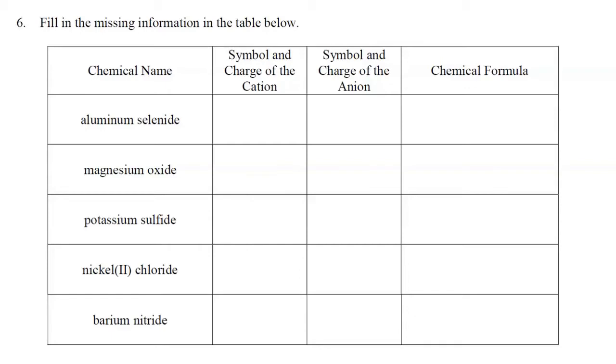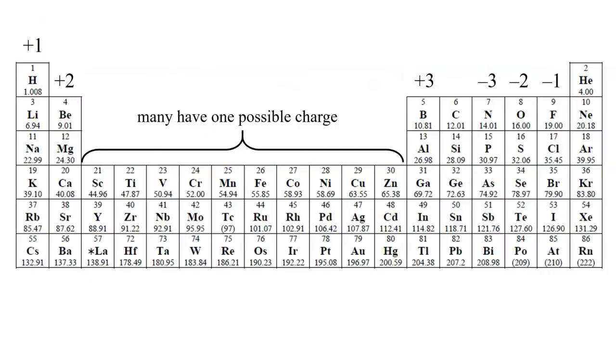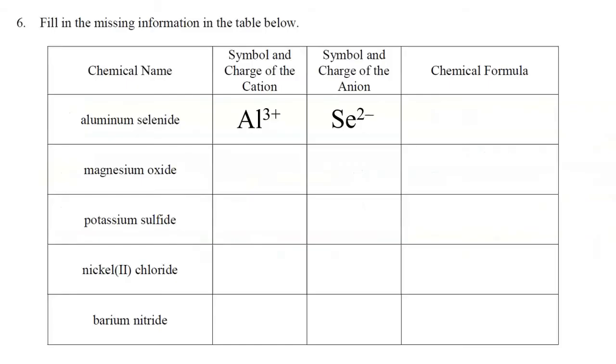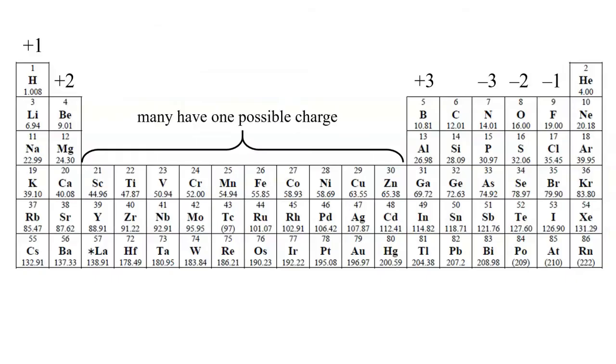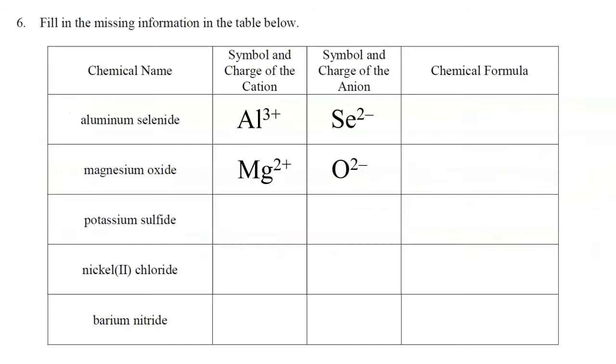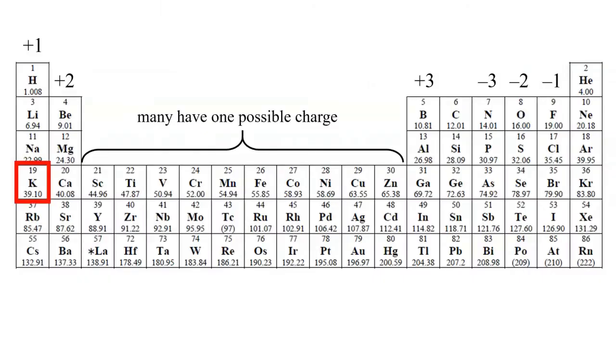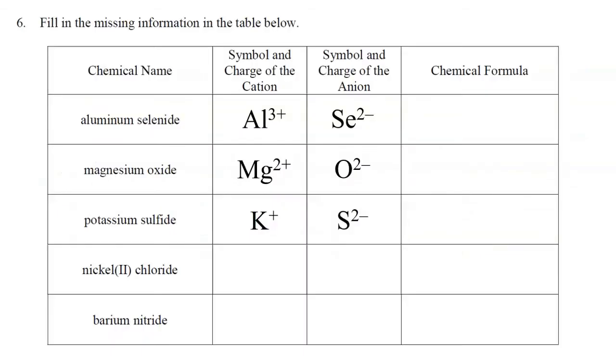All right, starting with aluminum selenide. So that contains the element aluminum, which has a charge of +3, and selenium, which has a charge of -2. So there's the symbol and charge of those ions. Next example is magnesium oxide, which contains magnesium +2, oxygen -2. So there's those symbols and charges of those ions. Potassium sulfide is next. Potassium is +1, sulfur is -2. So we have symbol and charges for those ions.